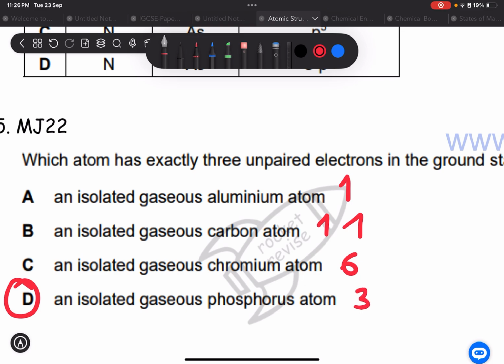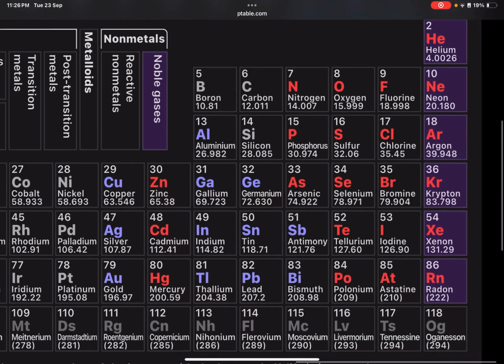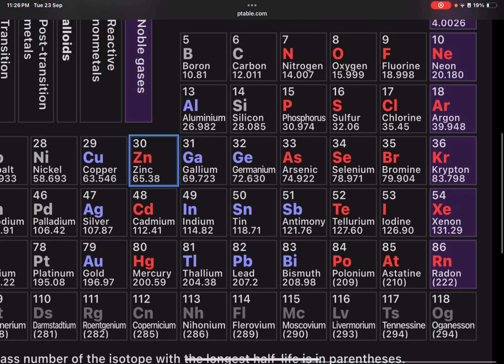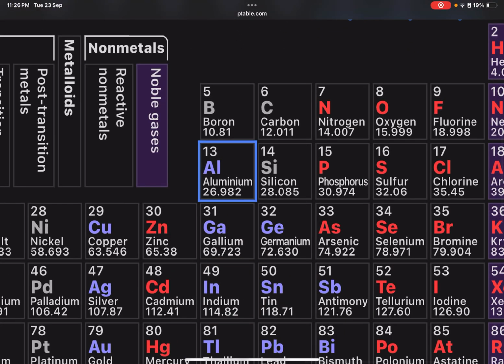How do I know this, without even looking? This is the p block, this block right here. These are not p block. After this, boron, aluminum, gallium, indium, they're all p block elements. And now aluminum is going to be 3p1. The last subshell of aluminum is going to be 3p1.